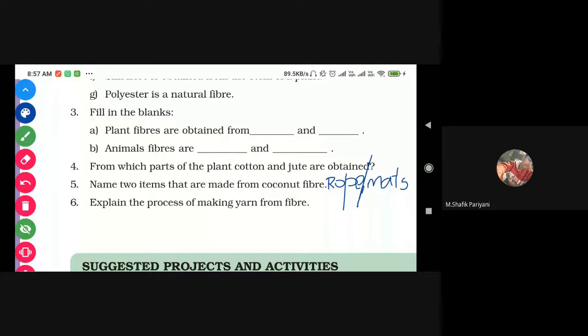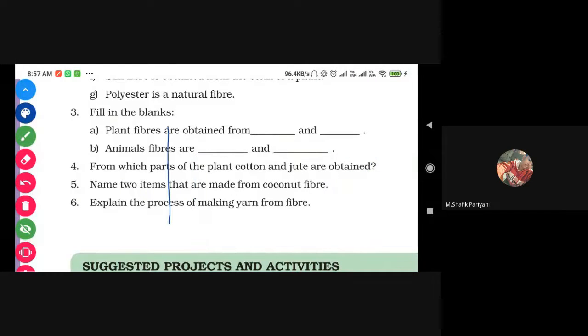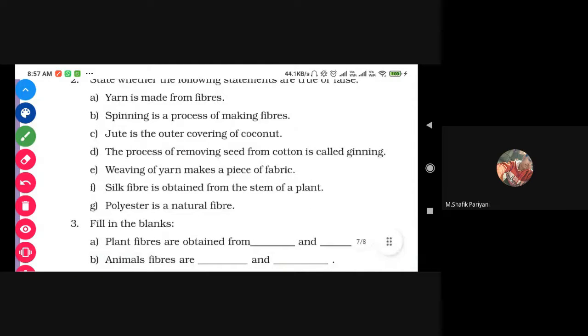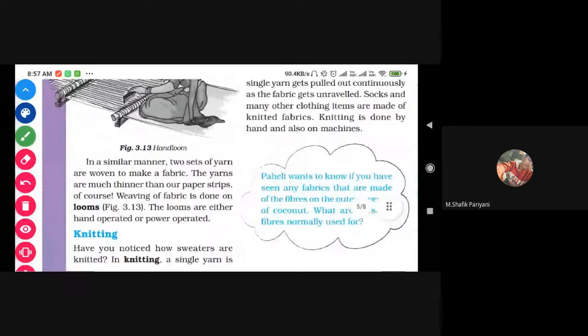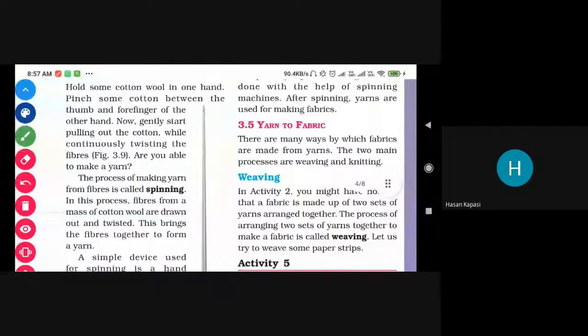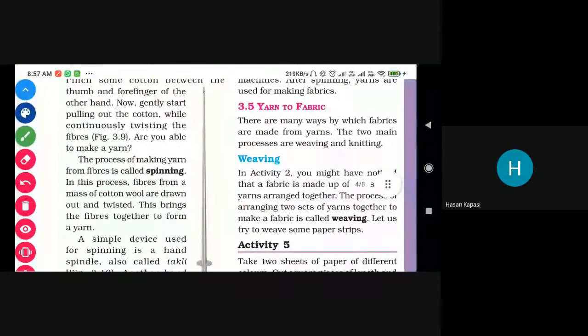Very good. So you said the whole answer for making yarn, and that is given here. Ma'am, you gave it in the PDF also. Yes, the process of making yarn from fiber is called spinning. In this process, fibers from a mass of cotton wool are drawn out and twisted. This brings the fibers together to form a yarn. Okay, understood.